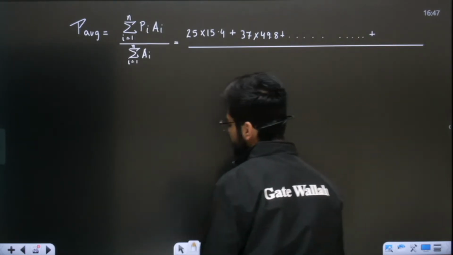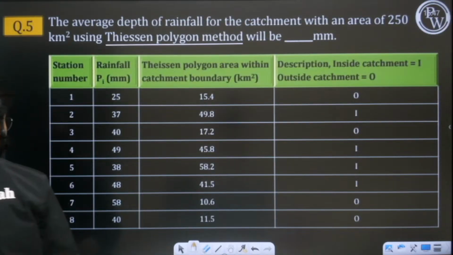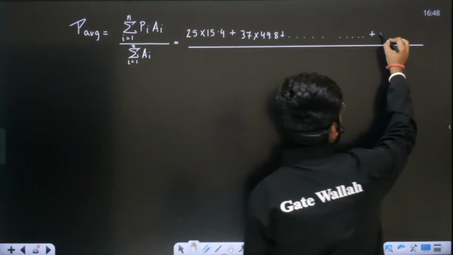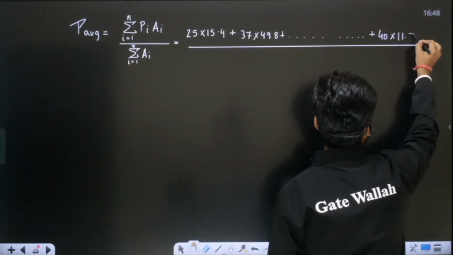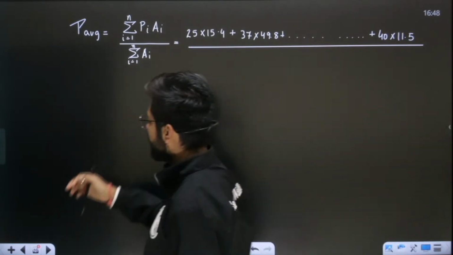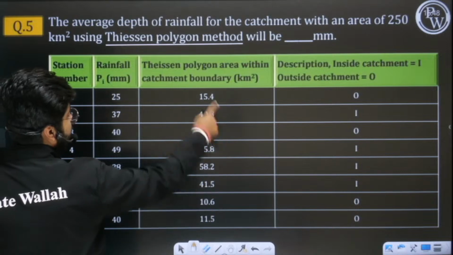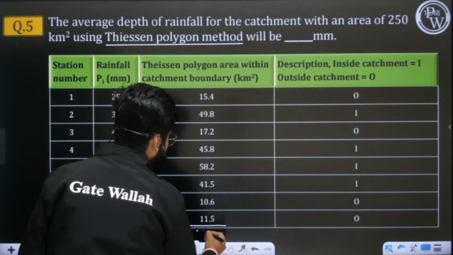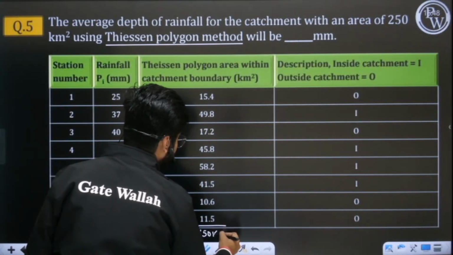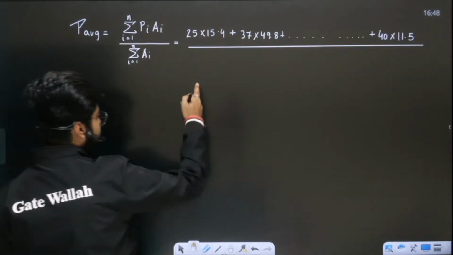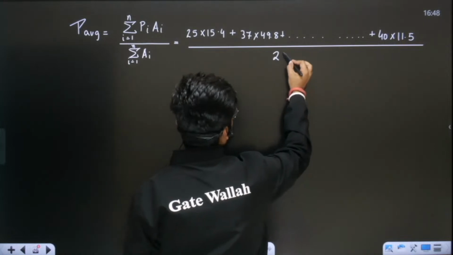The last one will be 40 into 11.5, divided by the total area. The total area is the sum of all of them, and if you sum it up, it will be equal to 250 square kilometer because it is given in the question also. So no need to sum it up. Simply write 250 square kilometer.